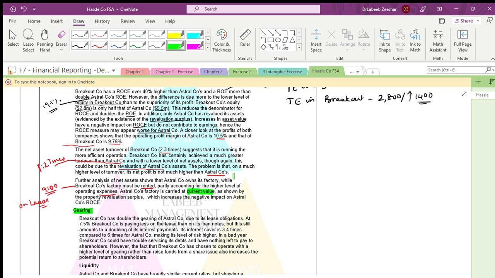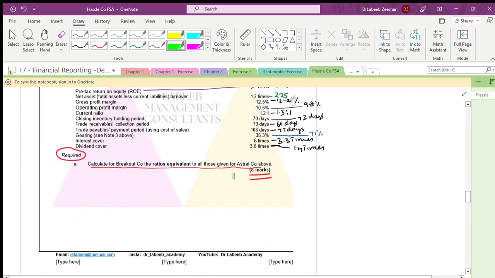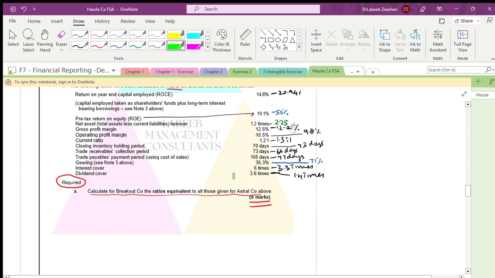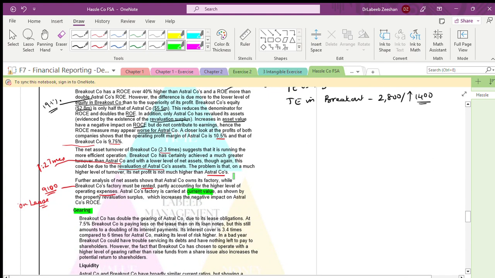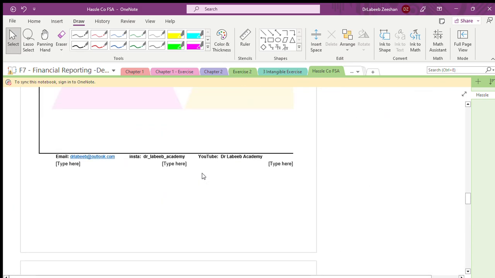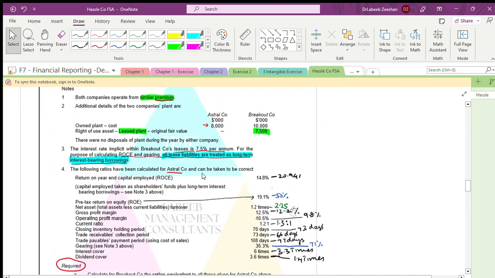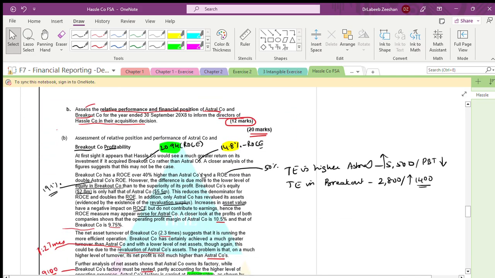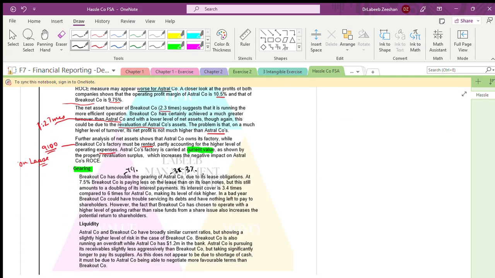Breakout has double the gearing. How much is the gearing ratio for breakout? 71% and 35.3. Breakout has double. It is 71% and 31.3%. Just to make sure, sorry, it is 35.3. This is due to lease obligations.